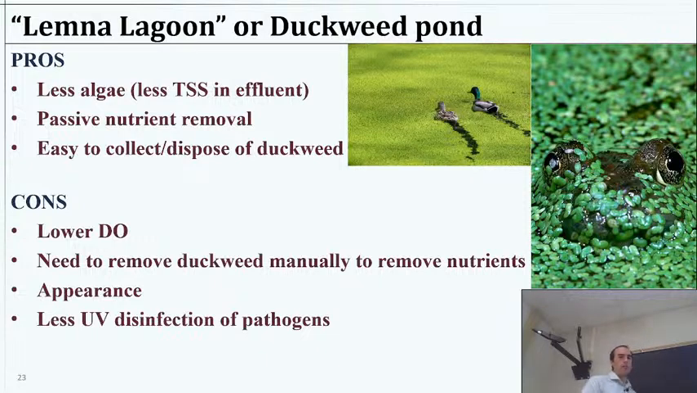So a couple of the positives you can get from this is you're not having algae as a source of total suspended solids in your effluent. So if that was something you're struggling to achieve with your typical lagoon system, maybe that's a little better. With all this duckweed that you're forming, might be a little bit better passive nutrient removal, phosphorus and nitrogen. It's pretty easy to collect the duckweed to dispose of it. Maybe not necessary all the time, but certainly not so difficult of a process.